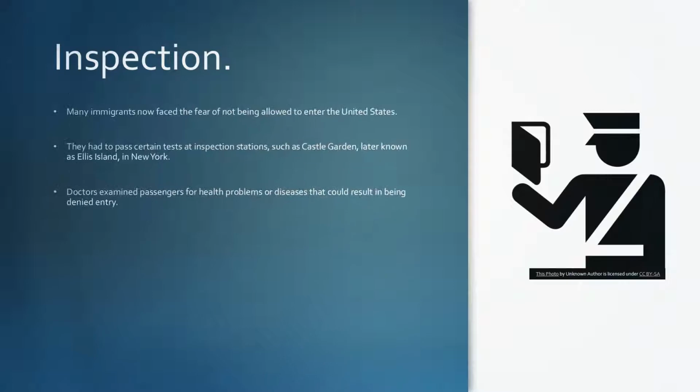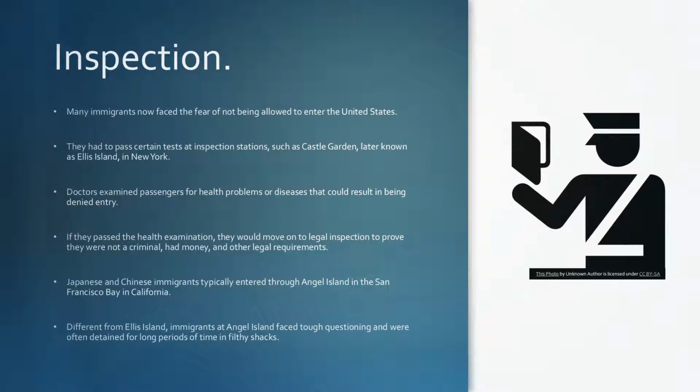So, inspection. Many immigrants now faced the fear of not being allowed to enter the United States, so just getting to the United States was not enough. They had to pass certain tests at inspection stations, such as Castle Garden, which was later known as, maybe you've heard of this before, Ellis Island in New York. Doctors examined passengers for health problems or diseases that could result in being denied entry. If they passed the health examination, they would move on to legal inspection to prove that they were not a criminal, that they had enough money to support themselves in the United States, and other legal requirements as well.